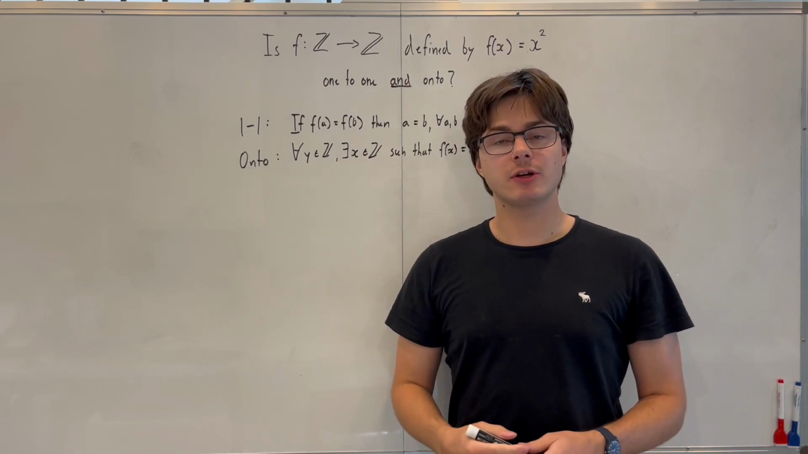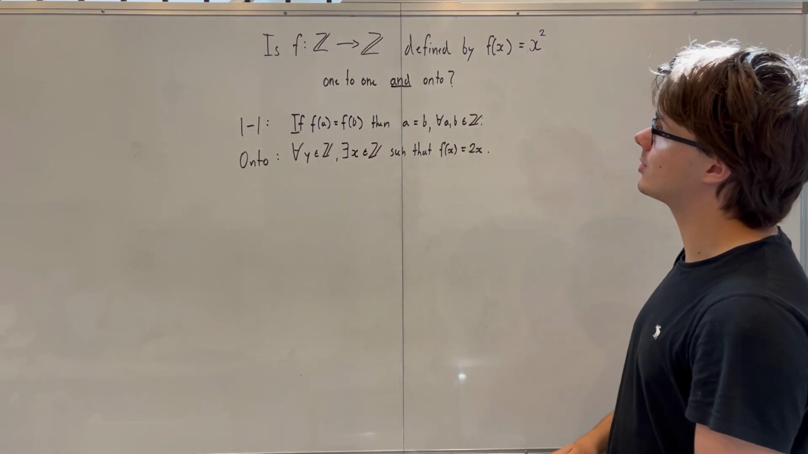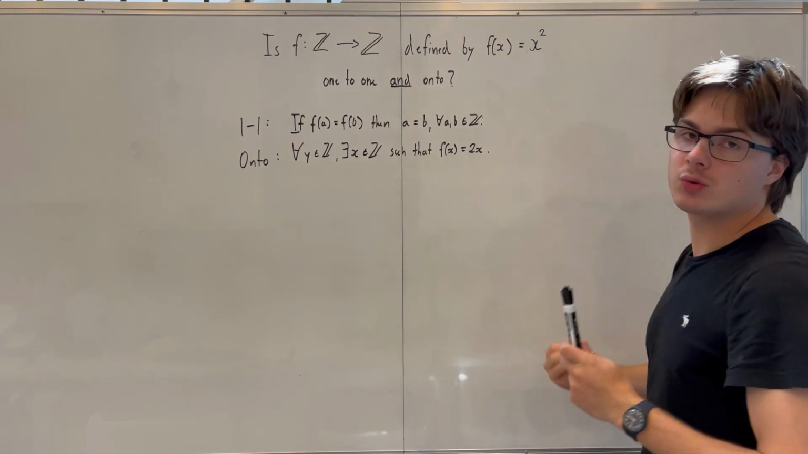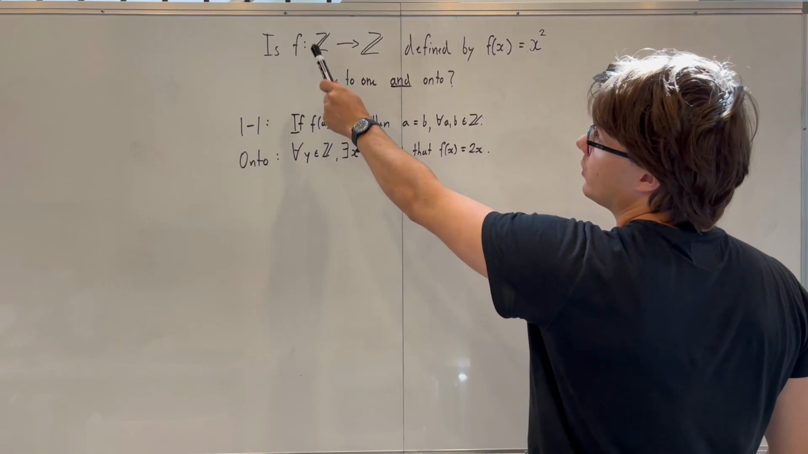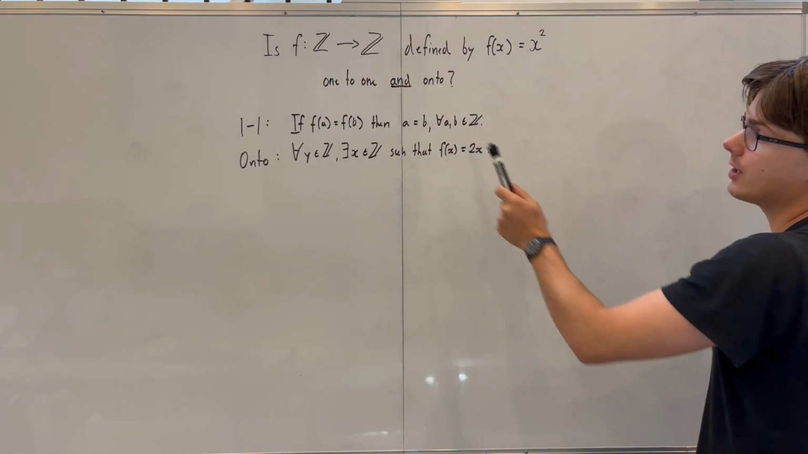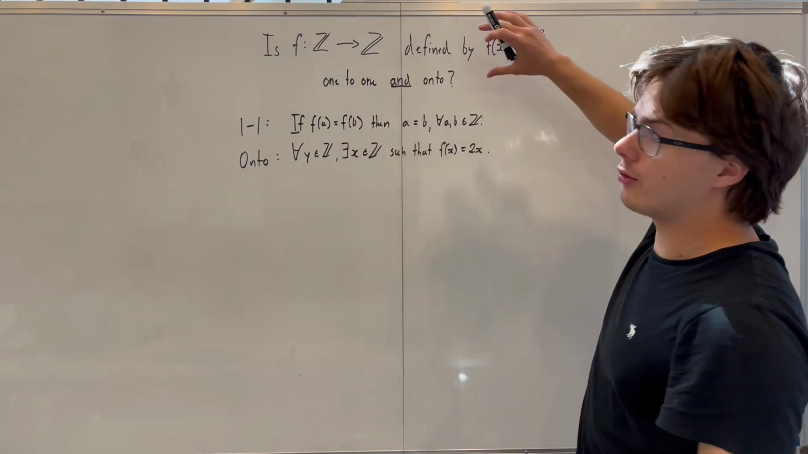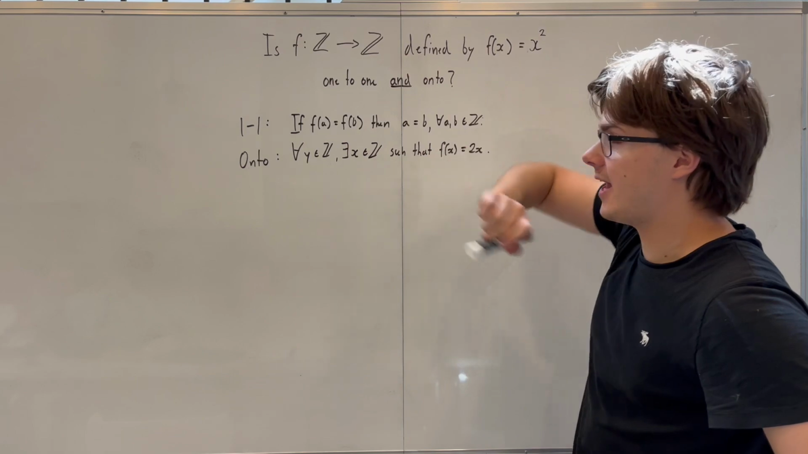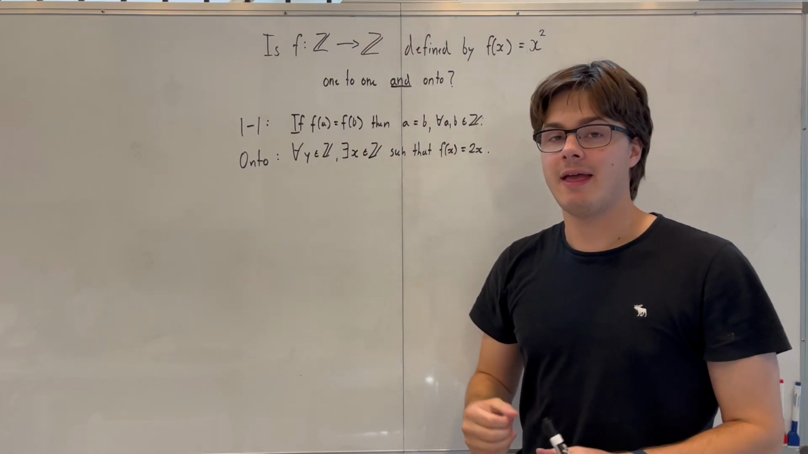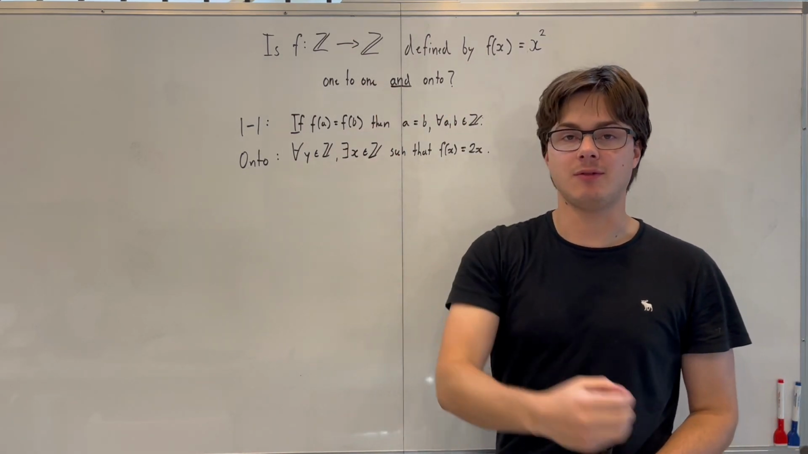All right, so let's have a look at another function and see whether or not it is one-to-one and onto. If a function goes from the integers to the integers, which means you put in an integer and you get out an integer, defined by f(x) = x², is it one-to-one and onto? In order for this statement to be true, because we have an "and", it must be both one-to-one and onto. If it is not one of these two, or if it is neither, the statement is going to be false.